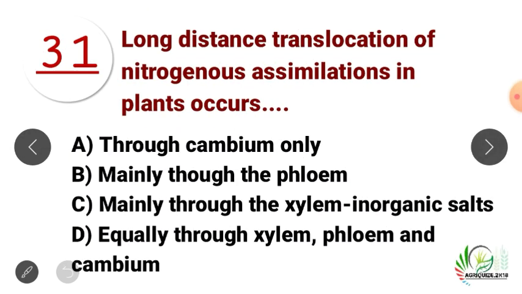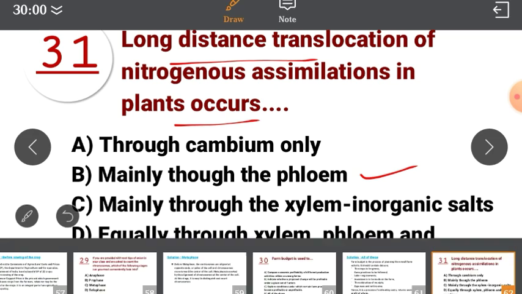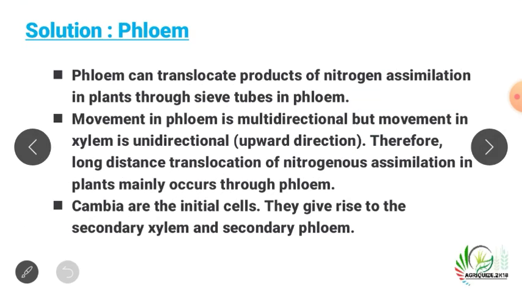Question 31. Long distance translocation of nitrogen assimilation in plants occurs. Here option B is correct, mainly through the phloem. Phloem can translocate products of nitrogen assimilation in plants through sieve tubes in the phloem. Movement in phloem is multidirectional, but movement in xylem is unidirectional. Therefore, long distance translocation of nitrogen assimilation in plants mainly occurs through phloem.